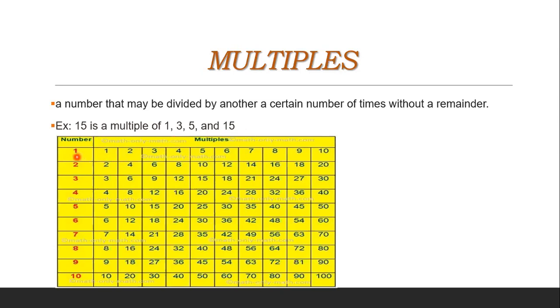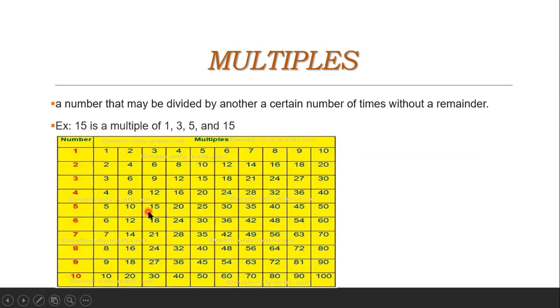And here you can see 1 to 10. So you have the multiples here. That means it is just the tables. For 2: 2, 4, 6, 8, 10, 12, 14, 16, 18, 20. Next for 3: 3, 6, 9, 12, 15, 18, 21, 24, 27, 30. For 4: 4, 8, 12, 16, 20, 24, 28, 32, 36, 40.